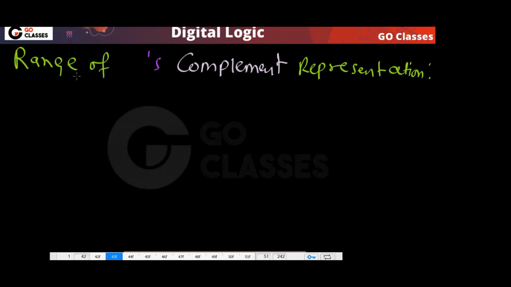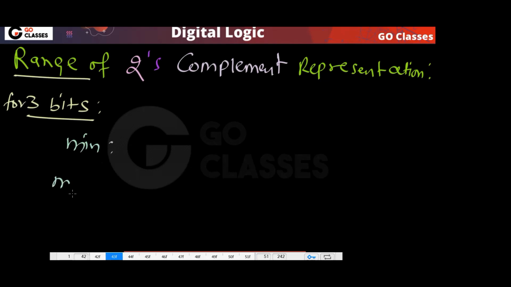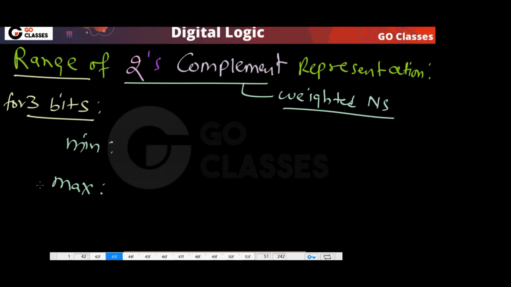Let's see the next thing, that is the 2's complement system range. What is the range of the 2's complement system? The same thing we will do. Again, first we will find for 3 bits. If you have 3 bits, what is the minimum and what is the maximum you can create? Remember, the 2's complement system is a weighted code, a weighted number system. You already know. Use that concept.